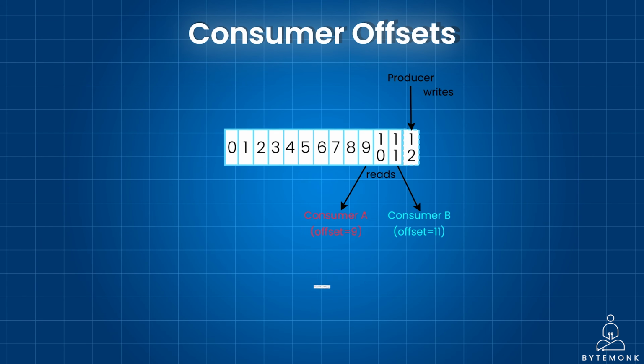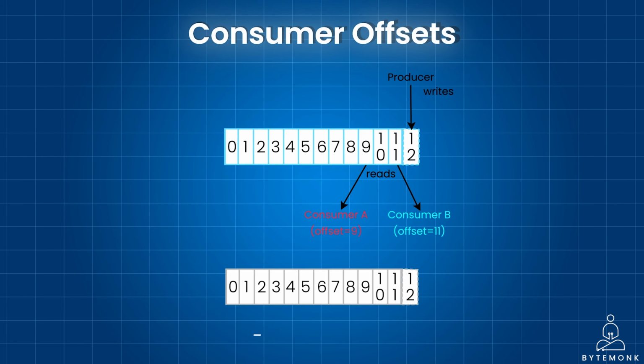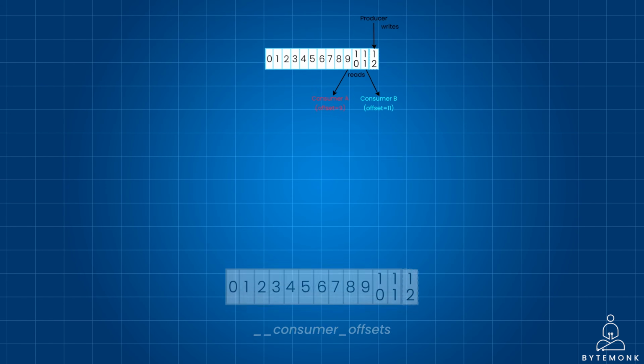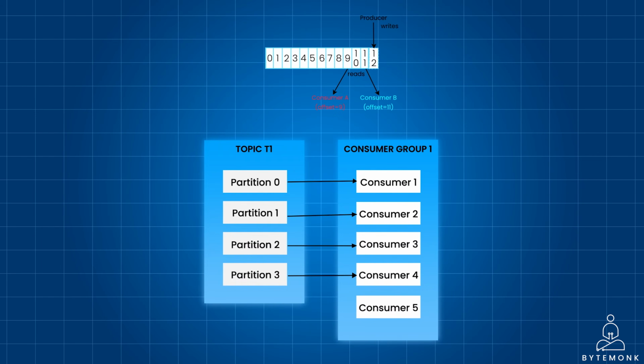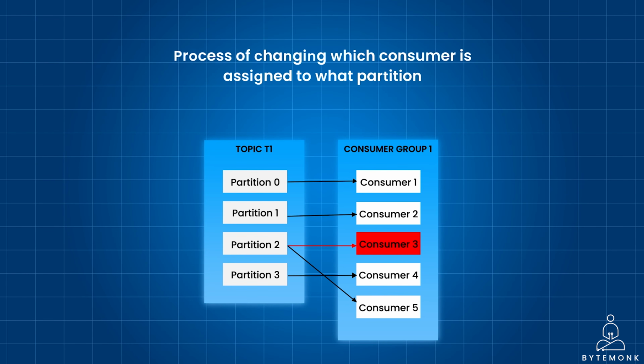Apache Kafka stores consumer offsets in a special internal topic called consumer offsets. So when a new consumer is added to a consumer group, it will start consuming messages from partitions previously assigned to another consumer. It will generally pick up from the most recently committed offset. If a consumer leaves or crashes, the partition it used to consume will be picked up by one of the consumers that is still in the consumer group. This change in partitions can also occur when a topic gets modified or more partitions are added to the topic. The process of changing which consumer is assigned to what partition is also called rebalancing.